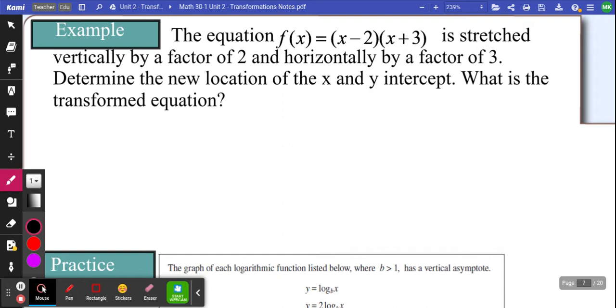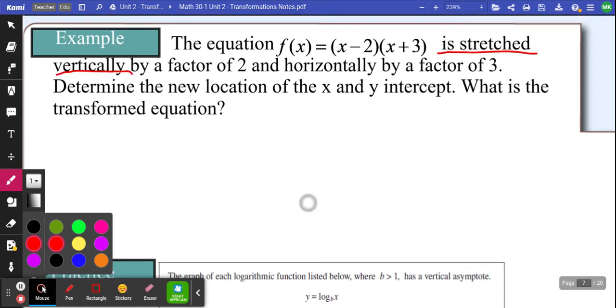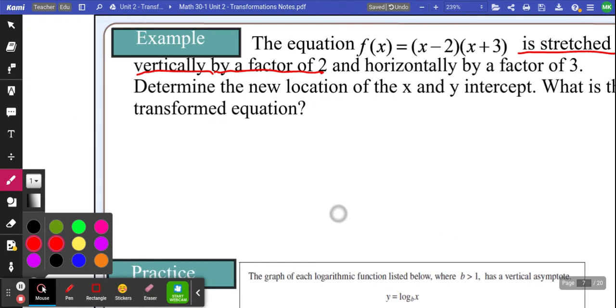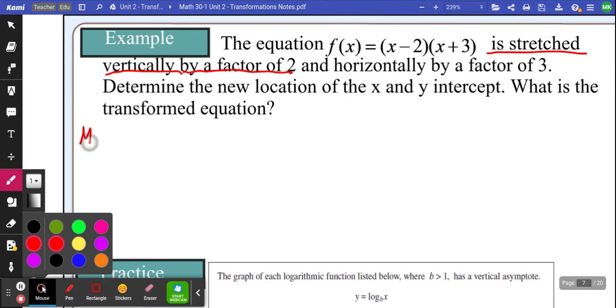This one says the equation f of x equals (x minus 2)(x plus 3) is stretched vertically by a factor of 2. Okay, what does that mean? What's actually happening? What am I multiplying by 2? Multiply y values by 2. That is what that means, right? When you read stretched vertically by a factor of 2, that is exactly what's happening. Y values times 2.